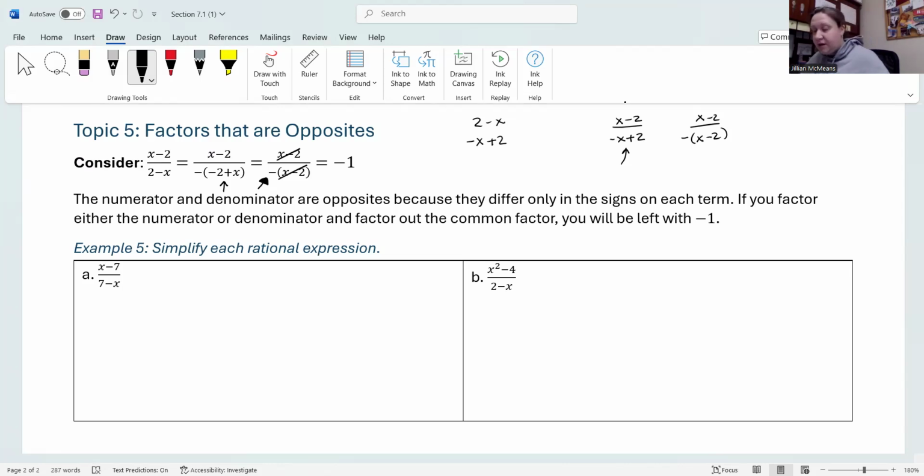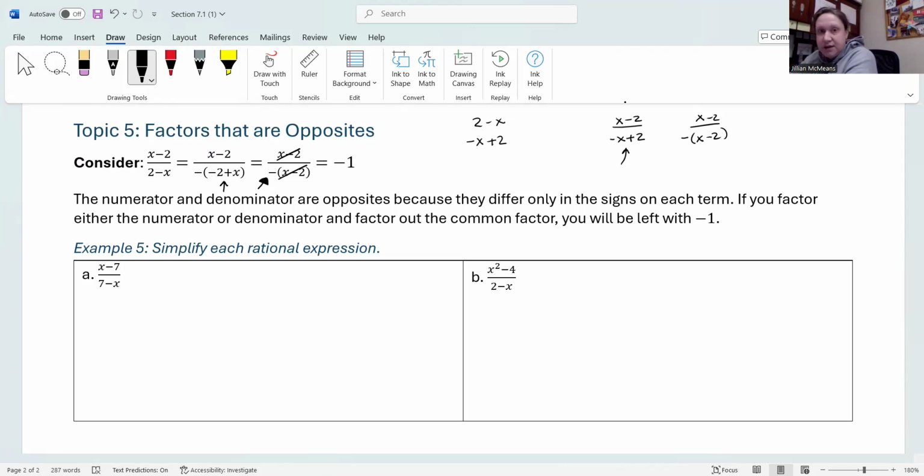So what I've written out here is that the numerator and denominator are opposites because they differ only in the sign on each term. If you factor either the numerator or denominator and factor out the common factor, you will be left with -1. Okay, so you want to factor either the numerator or the denominator by factoring out that -1 GCF. Then you simplify and you're left with just a -1. Okay, so let's look at an example.